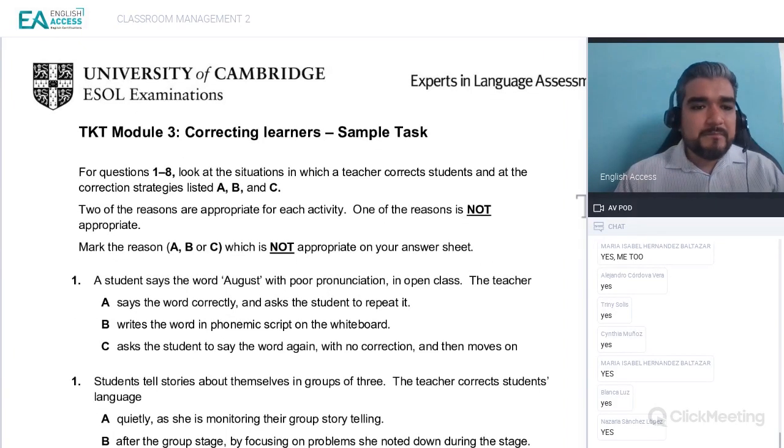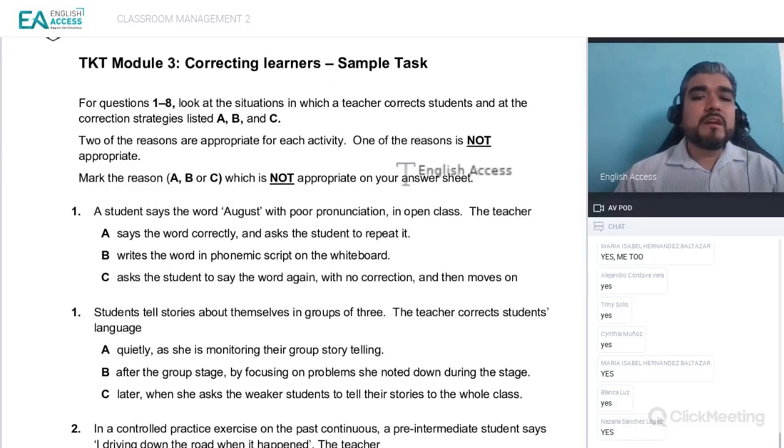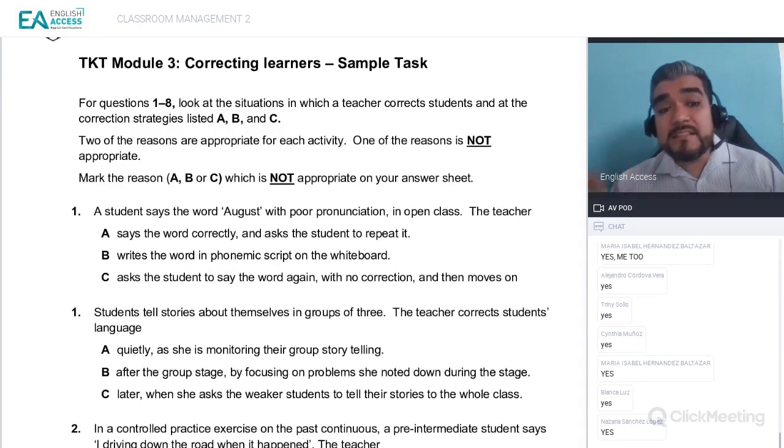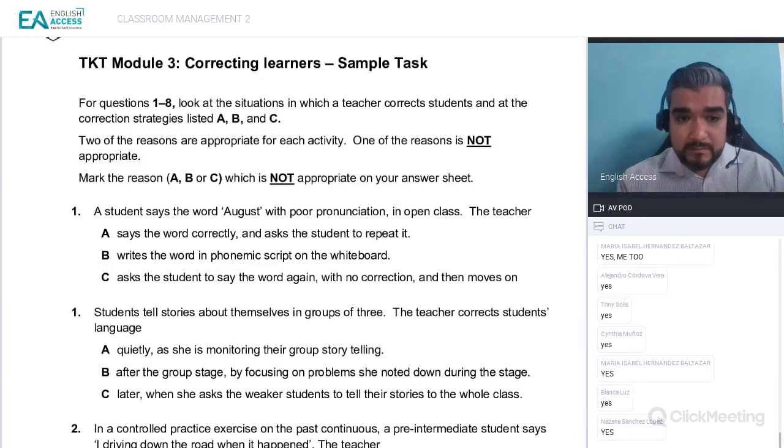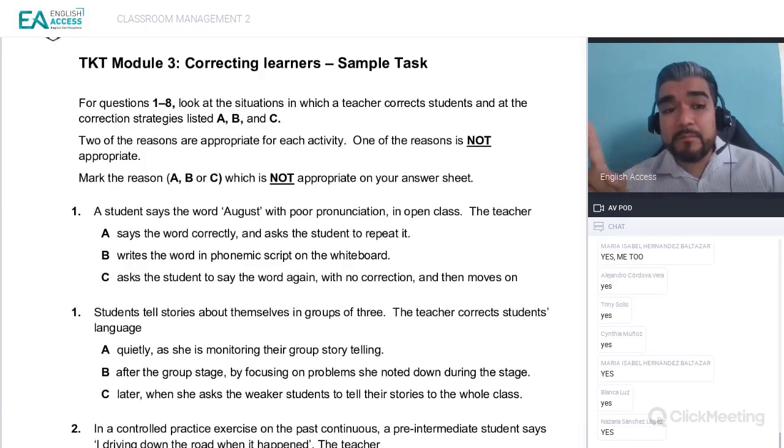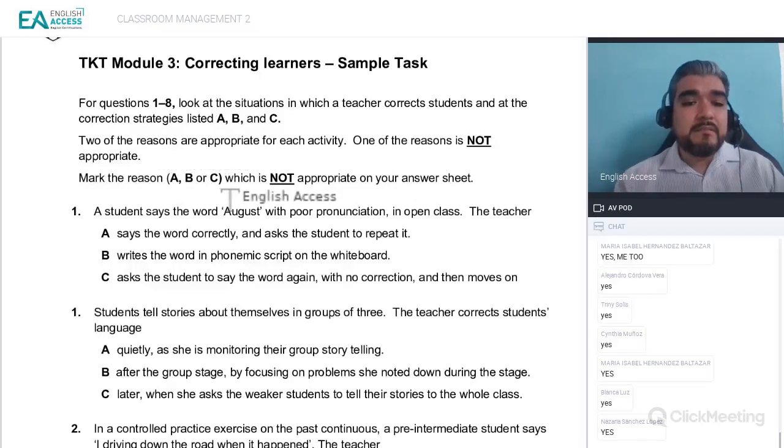Okay, we have this activity here. It says for questions 1 to 8, look at the situations in which a teacher corrects students and at the correcting strategy listed. So look at the situations and the strategies. Two of the reasons are appropriate, I mean, two of the reasons that the teacher is using are appropriate for each activity. One is not appropriate, right? So we need to read it and decide which is not an appropriate reason for correcting this. It says make reasons A, B, or C, which is not appropriate.